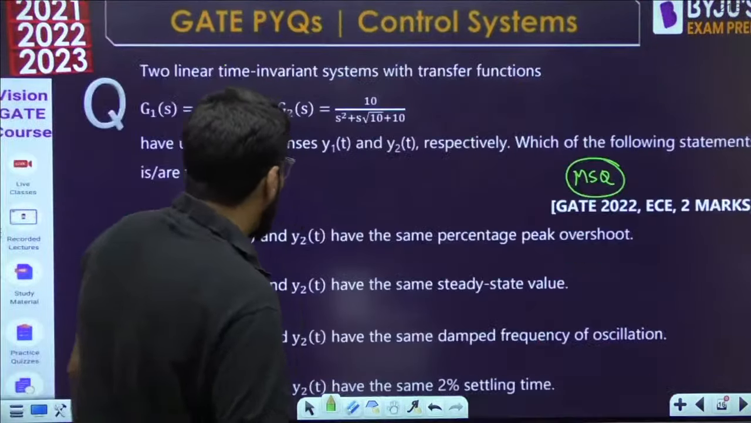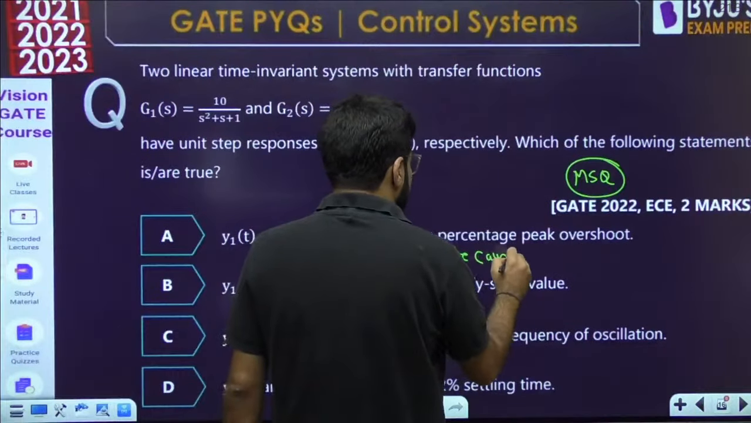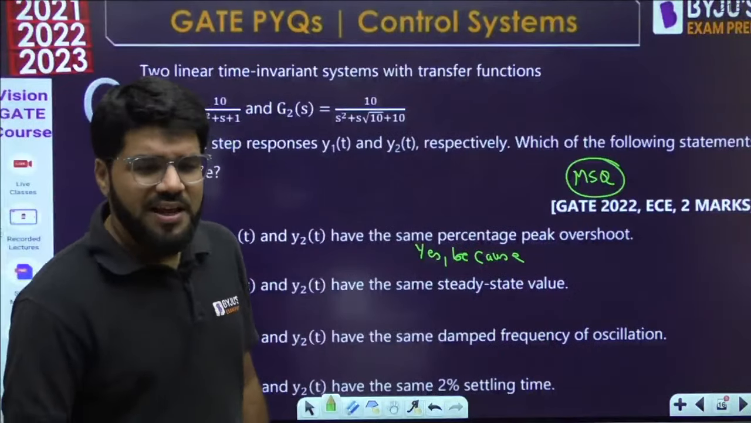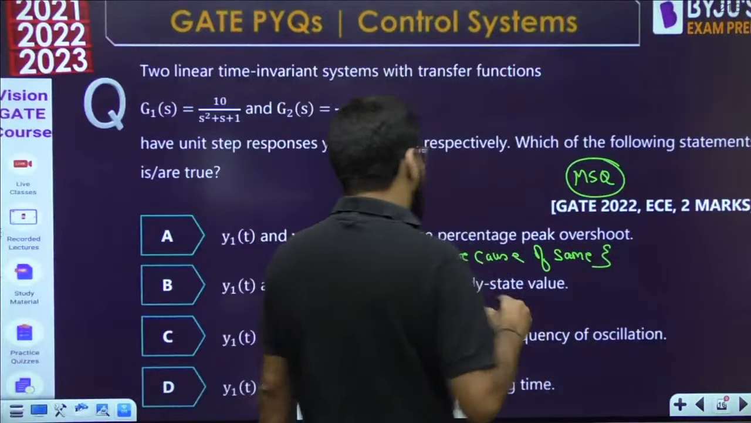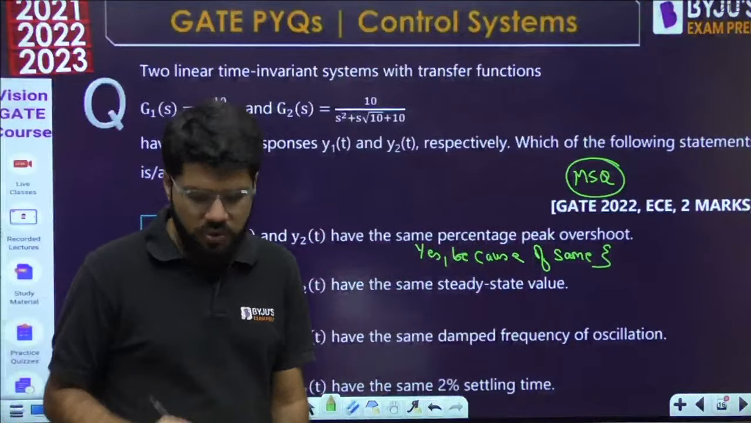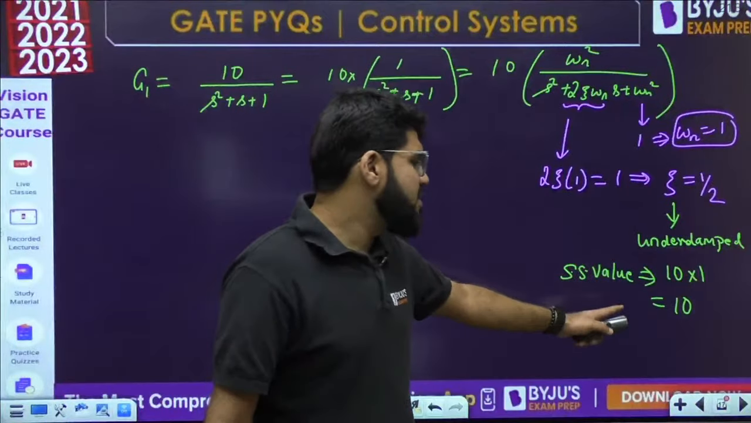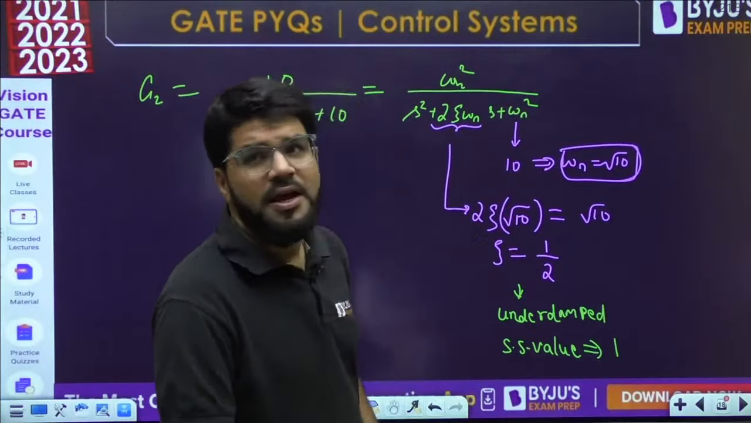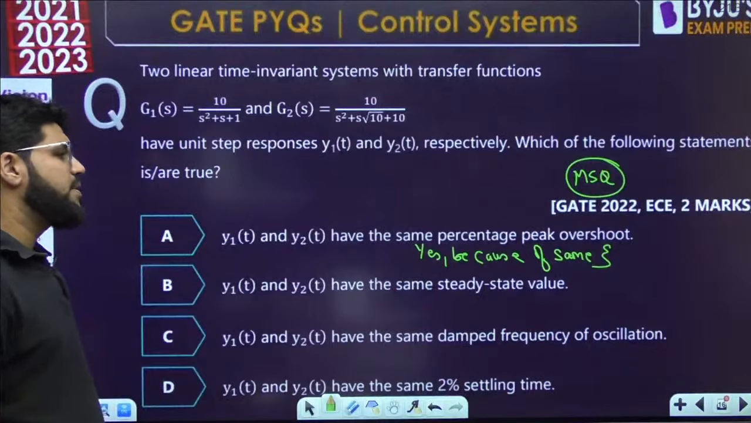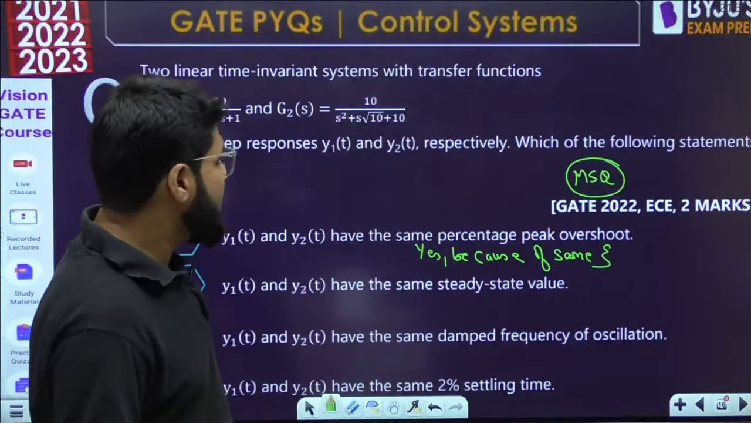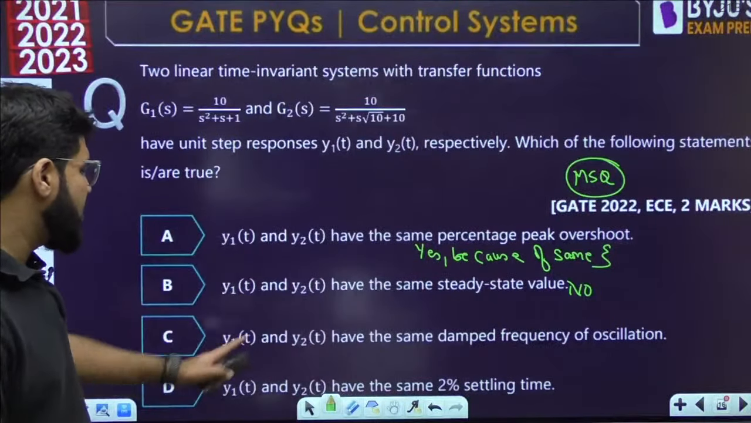Now look. Do they have the same peak percentage overshoot? Yes. No need to calculate. You don't have to prove they have the same overshoot, but you should know that the overshoot only depends on zeta. Because both of them have the same zeta, they have the same percentage peak overshoot. Of course, the exact peak value of both will differ, because one of them has the steady state value 10, and the other has 1. But the percentage peak overshoot will remain the same. Do they have the same steady state value? No. Already we have proved that. Do they have the same damped frequency of oscillation, and the same 2% settling time?